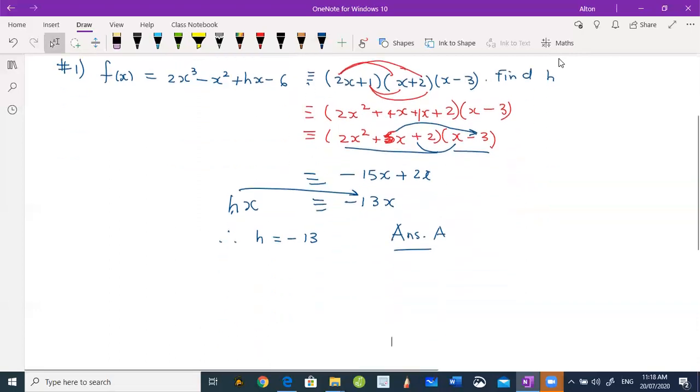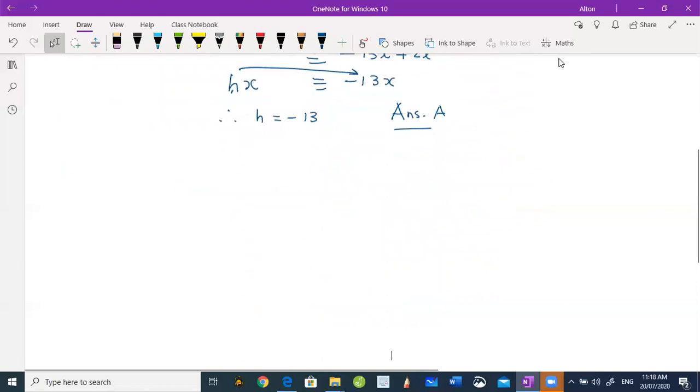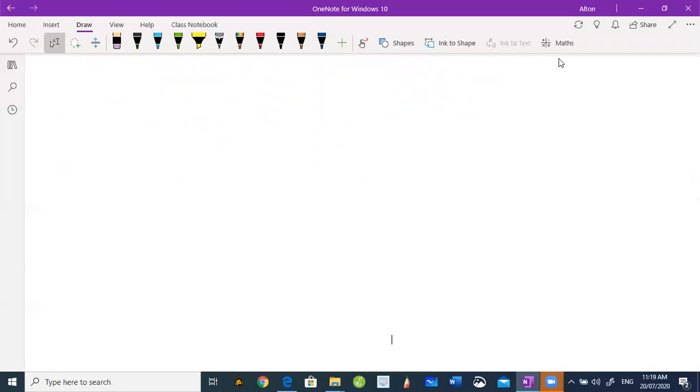Let's go to question number 2, and that's the final question on the algebraic operation. So let's look at it. Right, so this one is very interesting. You're supposed to add two algebraic fractions, 1 over x plus 3 and 3 over x squared minus 9.